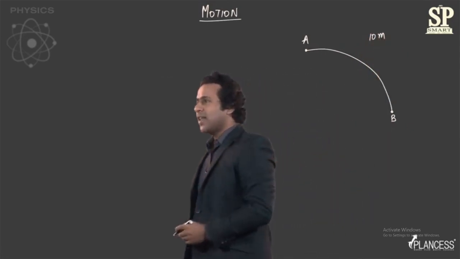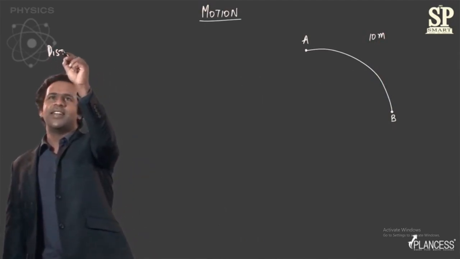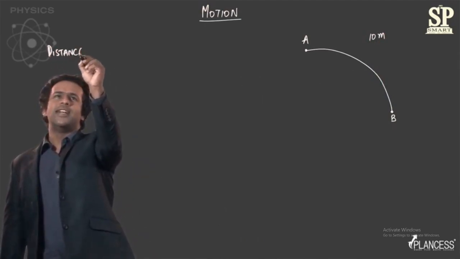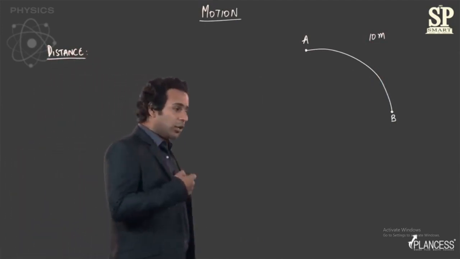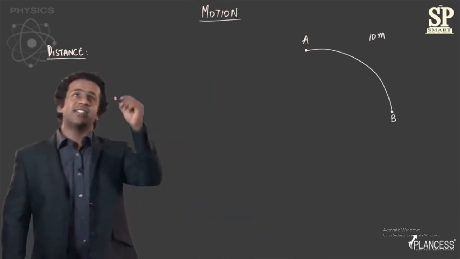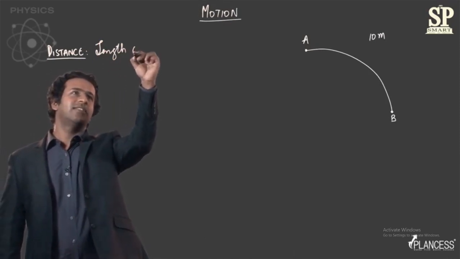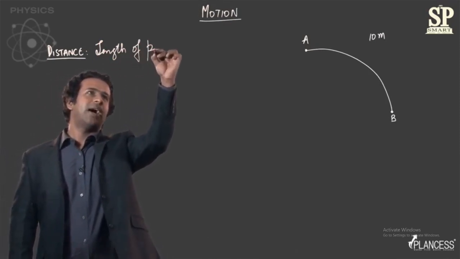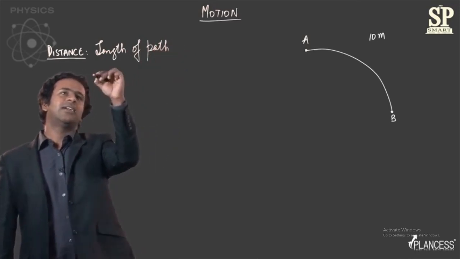Now, I'm sure you already know this term, but let's define distance. Distance is the first parameter that can be used to describe motion. Distance by definition is the length of path taken by the particle.